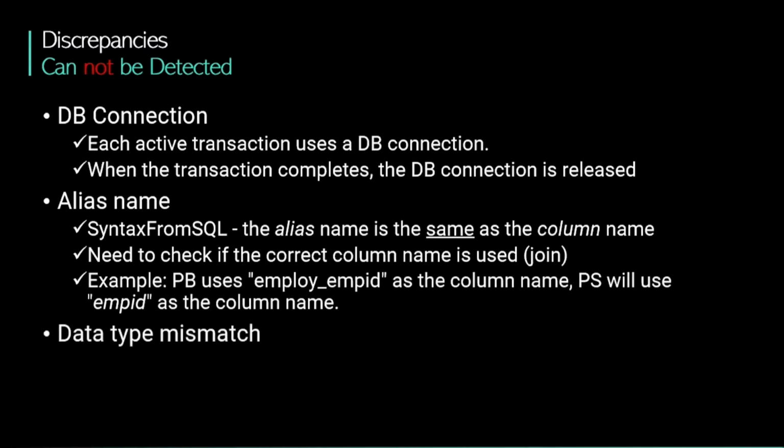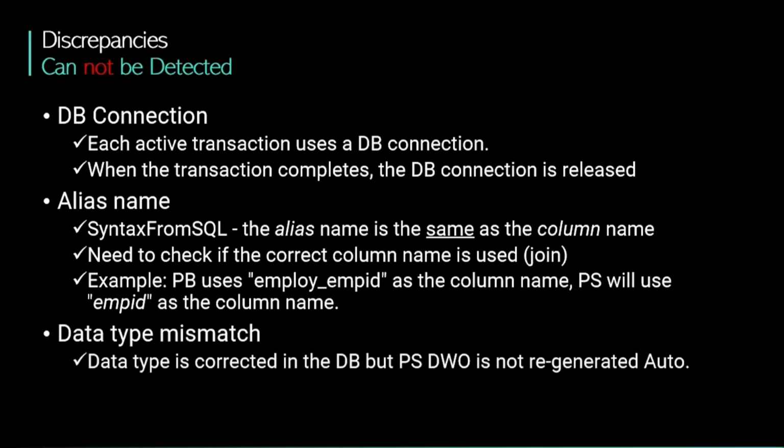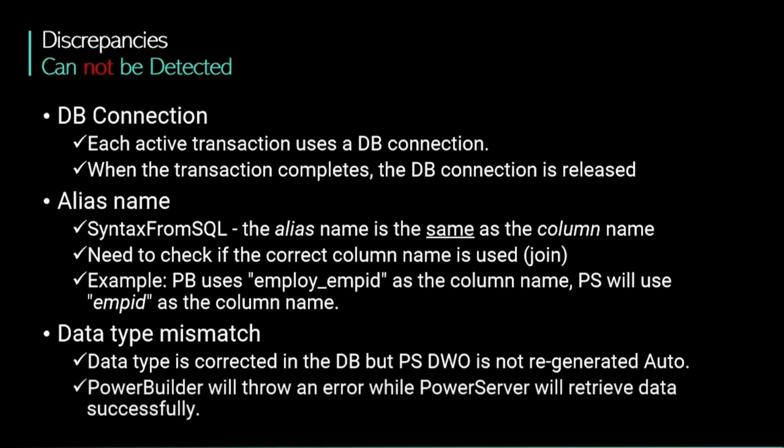Data type mismatching. Here you have a data type that is corrected in the database, but the PowerServer data window is not yet regenerated because there's no automatic regeneration at this point. So for example, your application thinks it's data type X. PowerServer understands that the data type is going to be Y. So at runtime, PowerBuilder will throw an error, while PowerServer will retrieve the data successfully.